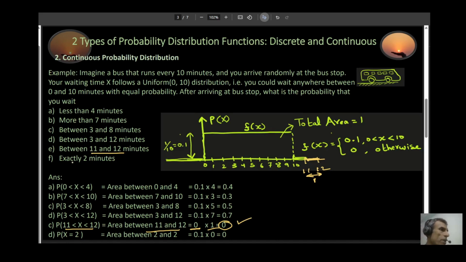What is the probability that you wait exactly 2 minutes? Exactly 2 minutes is over here, so you draw a line like this. Exactly 2 minutes means the area between 2 and 2, and the area between 2 and 2 is 0, because it has a height of 0.1 but no width. Because of that, the answer is 0.